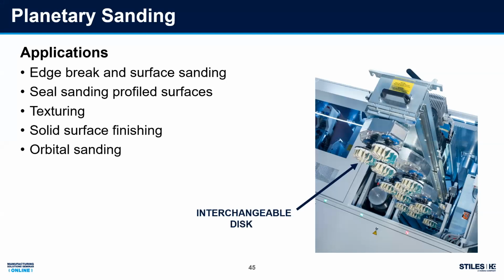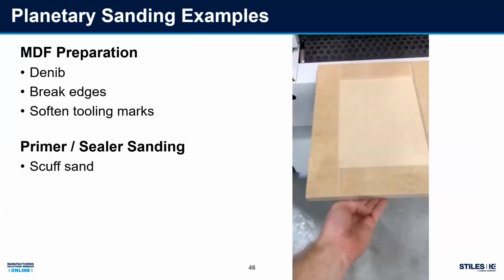Solid surface finishing, again, maybe like with Scotch-Brite pads, trying to remove any linear scratches or defects. And you can even do some orbital sanding with hook and loop discs. So again, very, very application friendly. You can do a lot of different things with one head. So I will show a couple videos here now where we show a few of those examples.